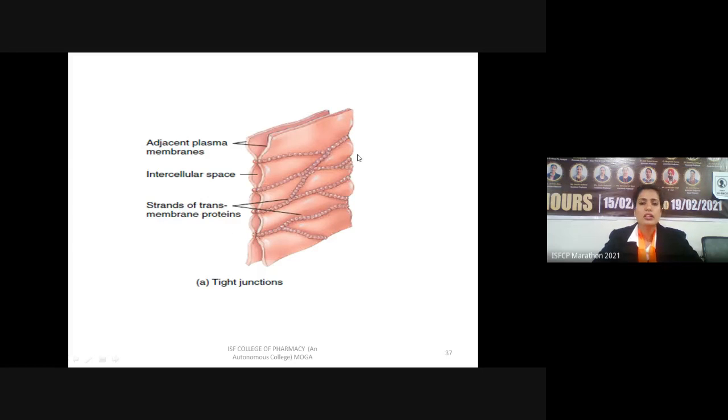This is the structure of a tight junction. Here you can see there is no gap visible. These are the plasma membranes of the adjacent cells. These are the strands of the transmembrane proteins. So they hold each cell in close contact with one another.